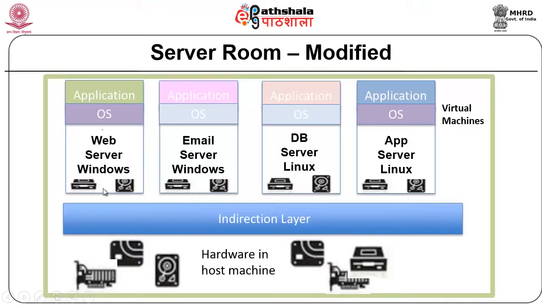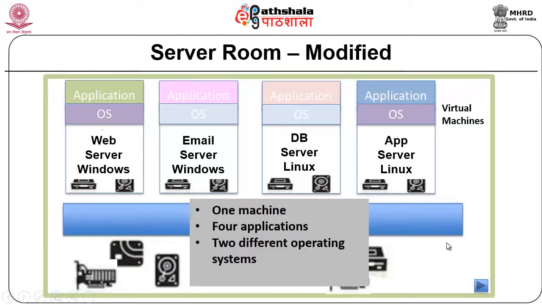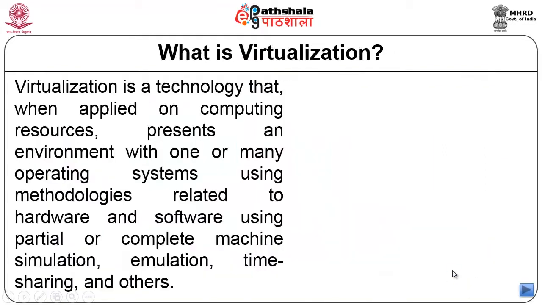The hardware visible inside these smaller application machines is actually not the physical hardware; it is virtual hardware made accessible to the applications. This particular layer is called the virtualization layer, and with the help of this layer our server room gets modified. So, now we have one machine. The hardware that we see below belongs to one particular machine. We have 4 applications, and 2 different operating systems running on it.